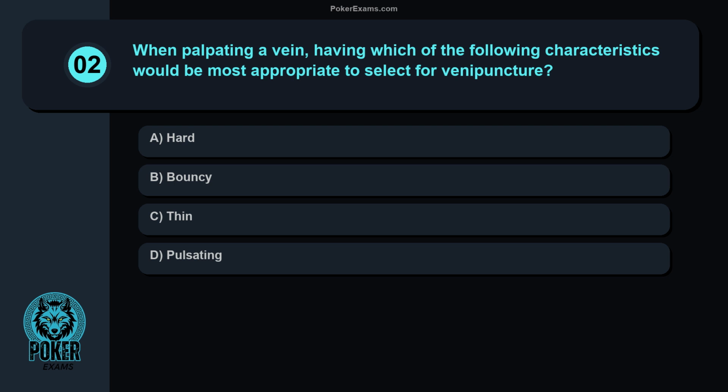Question 2. When palpating a vein, having which of the following characteristics would be most appropriate to select for venipuncture? Hard, bouncy, thin, pulsating.